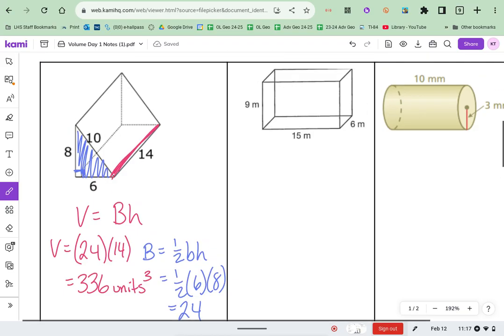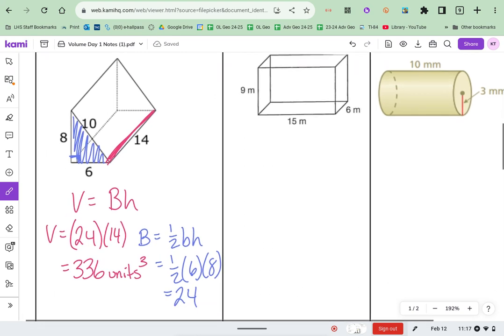All right. You guys want to go ahead and try the rectangular prism? I feel like you can do it. Try the rectangular prism and we'll check it together in a minute.